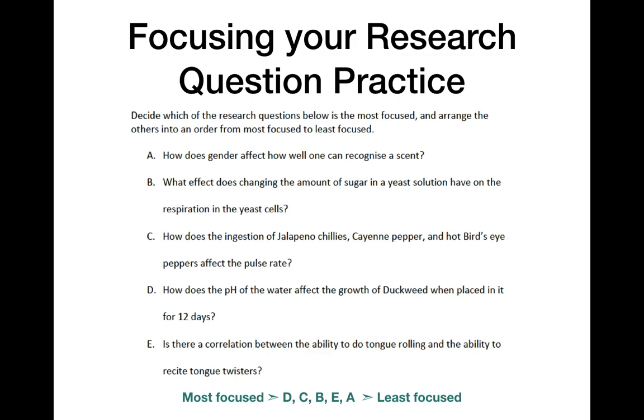So this is less focused because pulse rate already tells you how it's going to be measured. Right? You're measuring pulse rate only one way, by counting the beats per minute. Whereas respiration, there are lots of ways you can measure that. So that's why C is more focused than B.